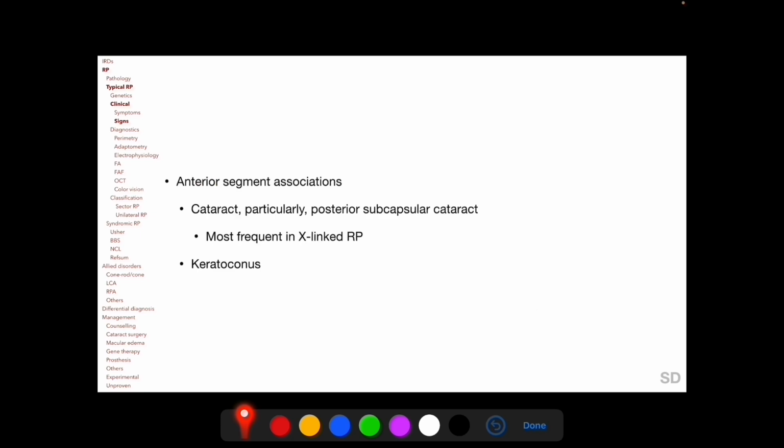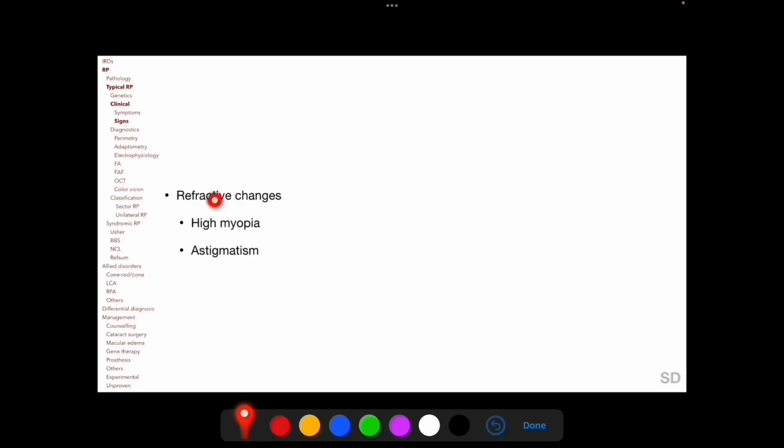Anterior segment associations of retinitis pigmentosa include cataract, particularly posterior subcapsular cataract, which has been found to be most frequent in X-linked RP patients, and keratoconus. And refractive changes found most commonly in eyes with retinitis pigmentosa are high myopia and astigmatism.